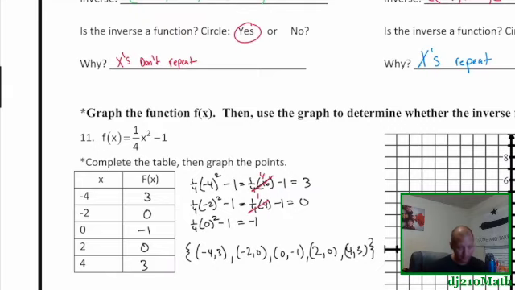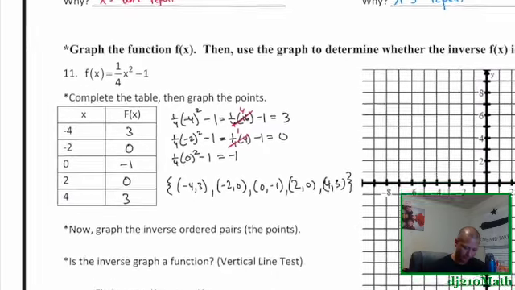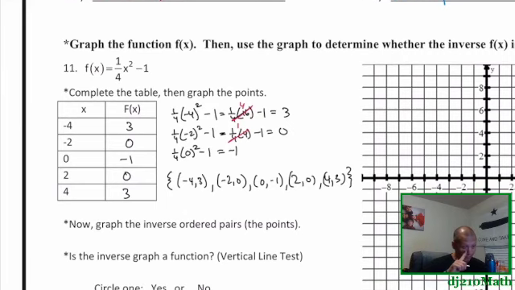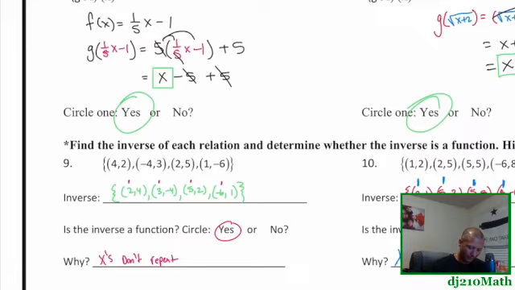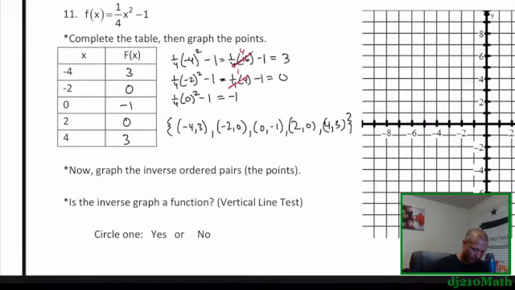Okay, if I want to take the inverse, I'll do the inverse in red. All I have to do is switch the points, just like I did for 9 and 10. So now we have 3, comma negative 4, 0, comma negative 2, negative 1, comma 0, 0, comma 2, and then 3, comma 4. In set notation.